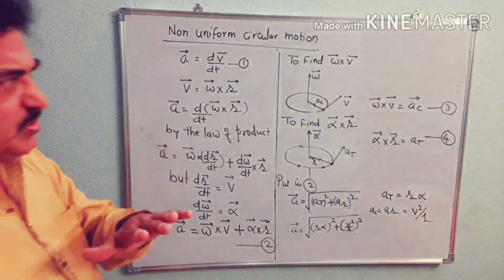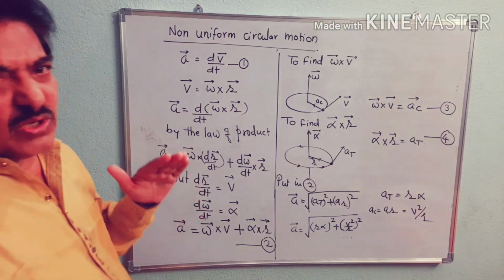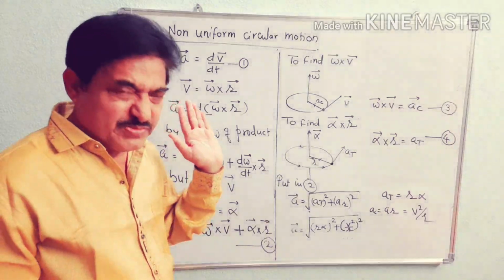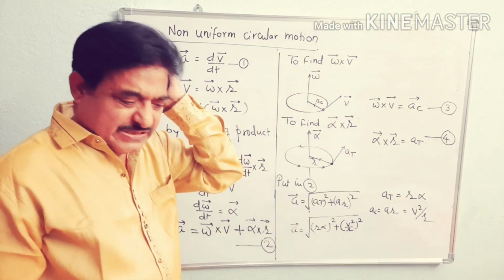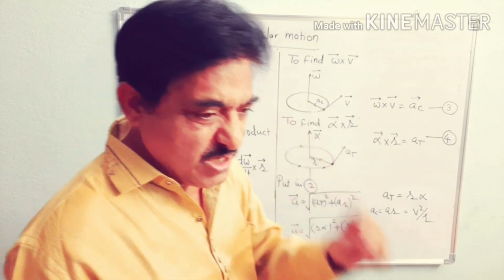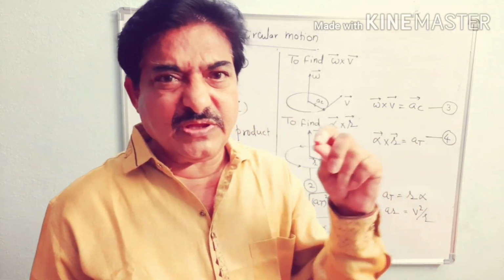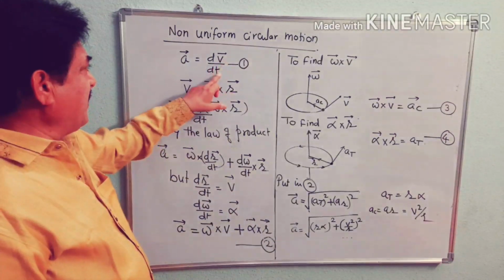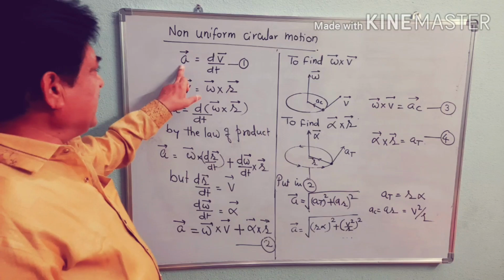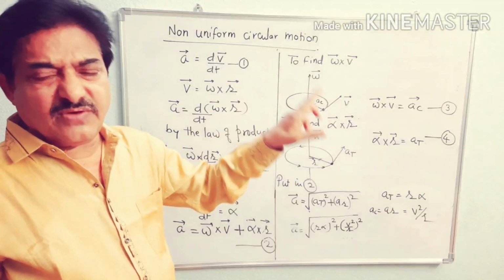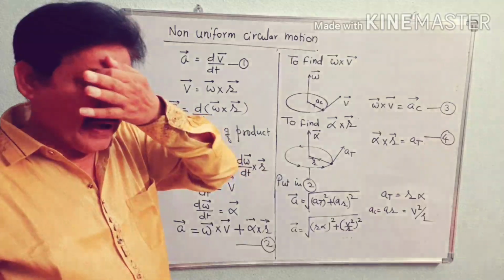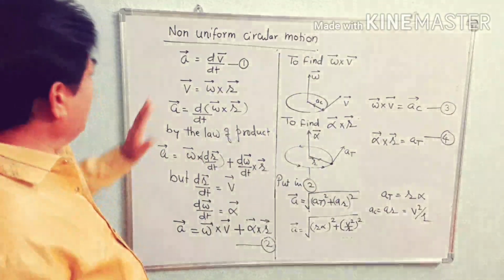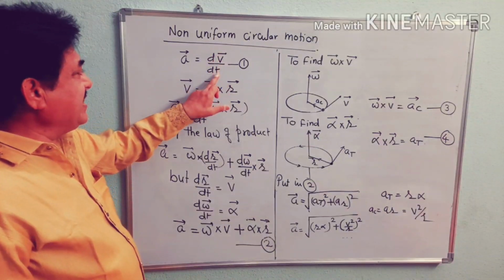So, to deduce an expression for this non-uniform circular motion, we will start from acceleration. What is meant by acceleration? Acceleration is the rate of change of velocity with respect to time. When velocity changes, acceleration is produced. So a is equal to dv by dt.